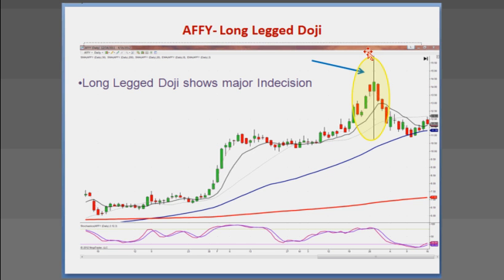Identifying the big, huge signals like the long-legged doji. When we understand what this means, we have a much more clear format of what to do based upon seeing these signals.